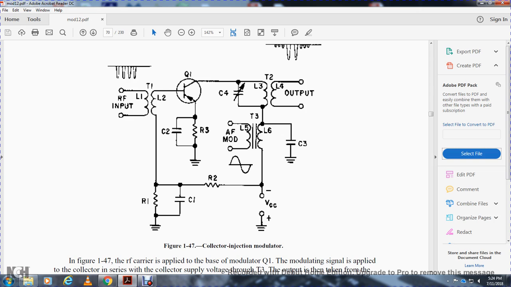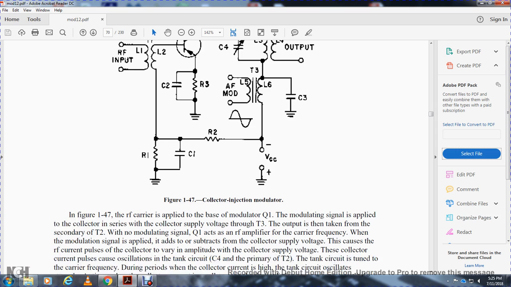Transformer 1, capacitor, inductor 3 output. Audio frequency modulation through transformer 2, inductors 1, 2 and 3, capacitor 3, collector voltage.